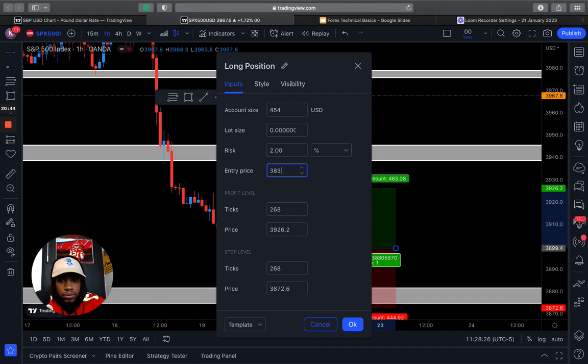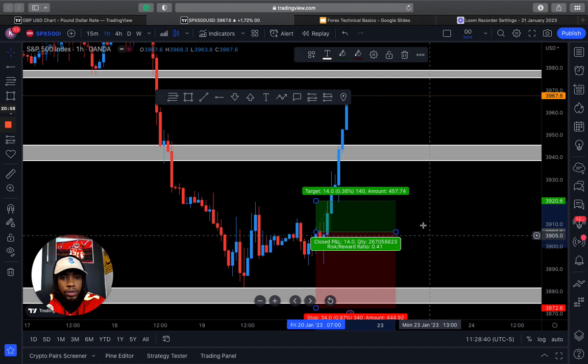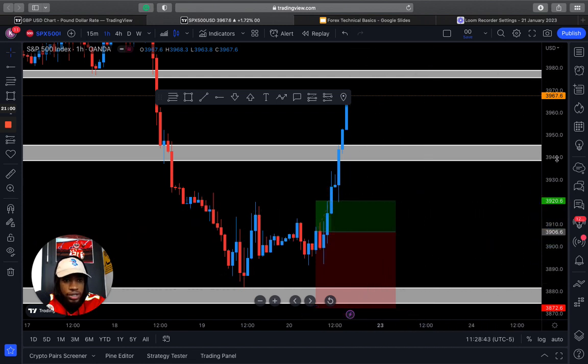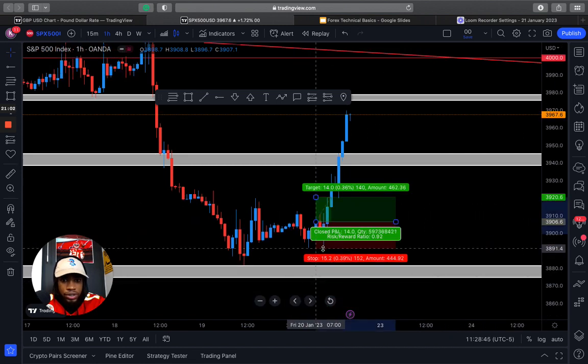So we got into this trade at 3906.0, 3906.6, and we got out at 3920.6. Right. So, like I said, 140 pips. My stop loss on this was relatively short. I think it was about 170 pips.